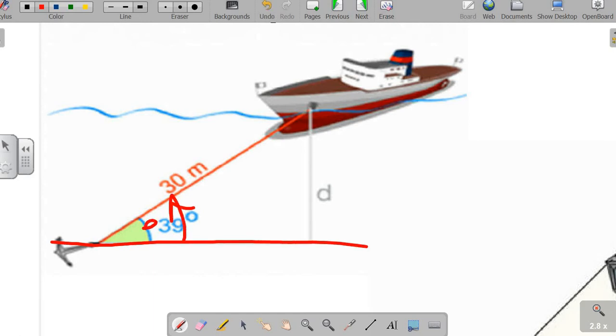That would be your angle of elevation. I'm just going to use an E there. Angle of depression, you have to draw your horizontal going downward. That would be your angle of depression.